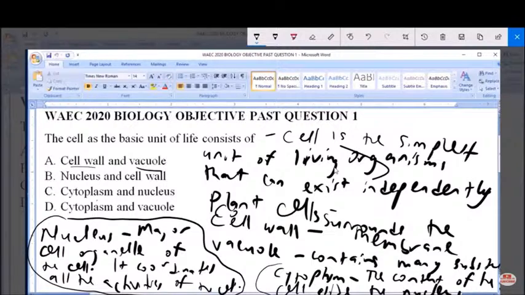So majorly, you can say the cell consists of two parts: the nucleus, which is the major and central organelle, and then the cytoplasm, which consists of other organelles and every other content within the cell apart from the nucleus. So the cytoplasm and the nucleus, which is option C, is the basic way you can classify the content of the cell, or what the cell consists of.